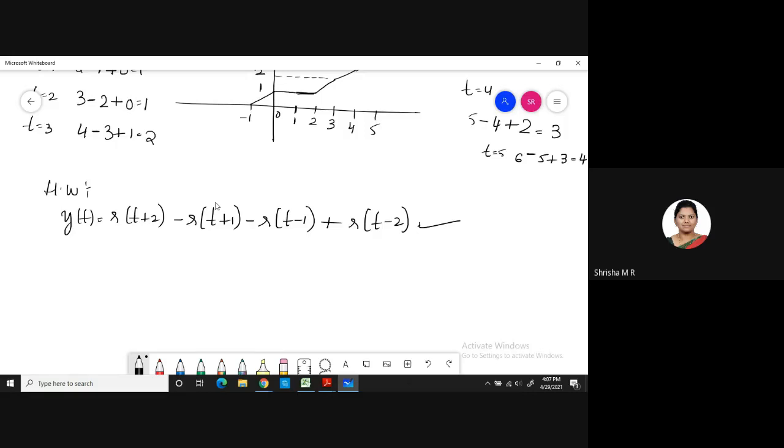And I'm left with even and odd signals, right? Even and odd signals in terms of discrete time signals. We shall see that now.